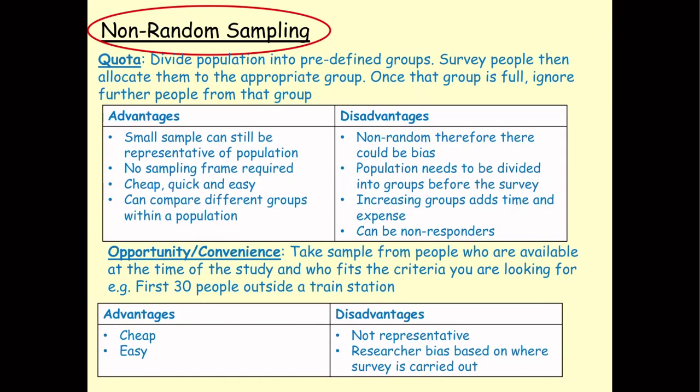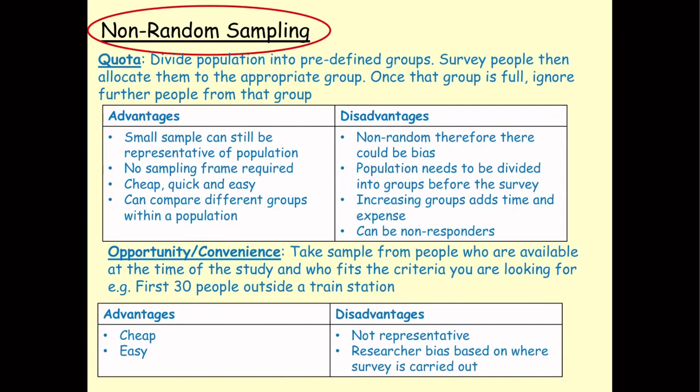Increasing groups adds time and expense. So the more demographic groups you are including, the longer and more complicated the process is going to be. And there could be non-responders. There could be people who say, no, thank you, I don't wish to give you any information. And that can make the process longer and more difficult.